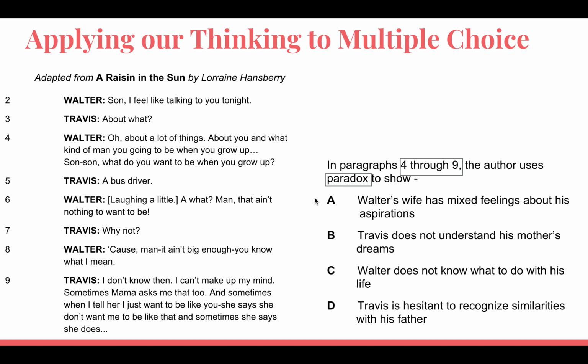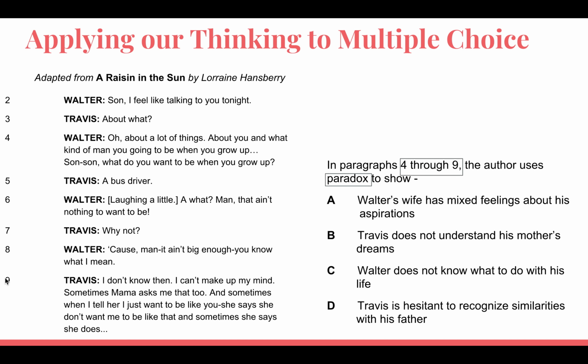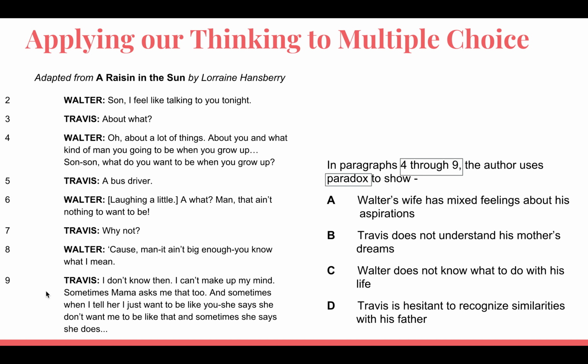All right? So I'm going to go in. I'm going to look at paragraphs 4 through paragraph 9, and I'm going to figure out what is contradicting. So when I look, I see down here in paragraph 9, we have some contradicting ideas. So Travis says, when I tell Mom what I want to be when I grow up, she says that sometimes she wants me to be like you, and sometimes she doesn't want me to be like you. That's contradicting. How does she want her son to be like her dad, but not be like his dad, right?